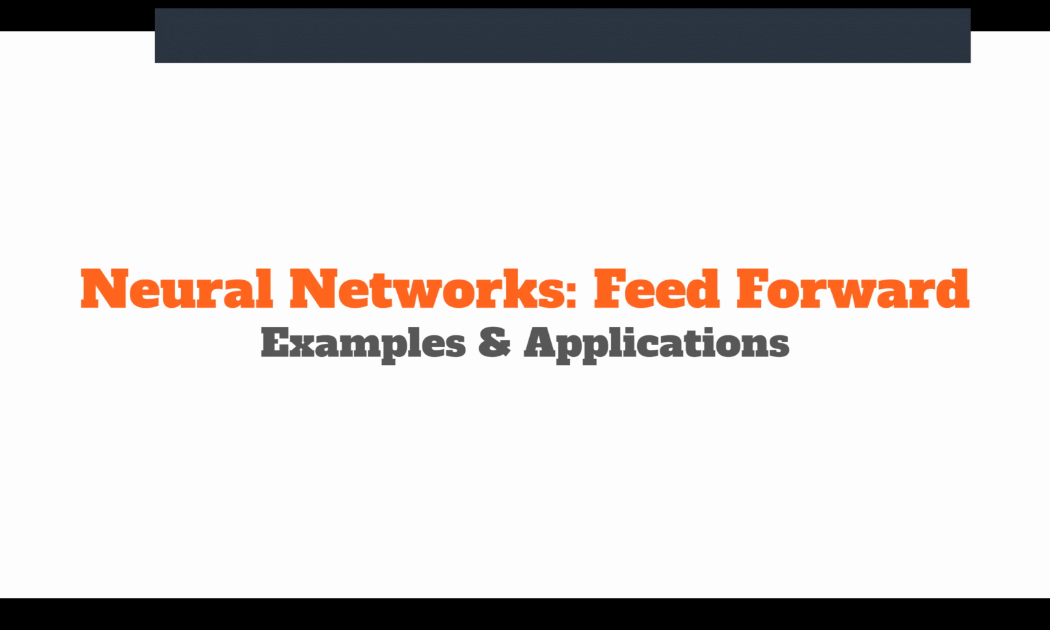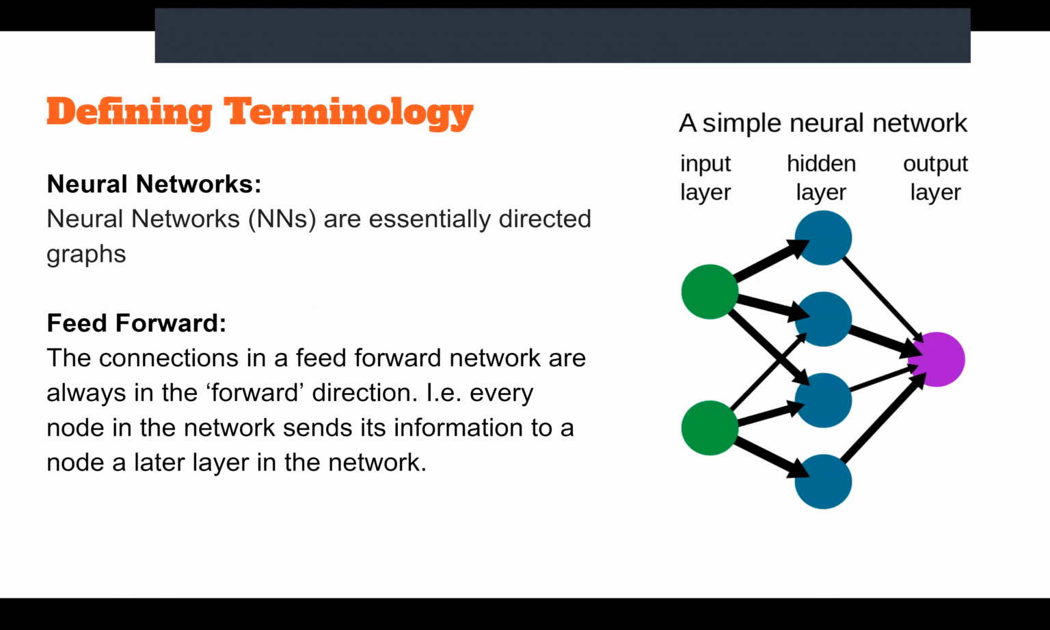Okay, so just going forward with neural networks, feed forward, just basic examples and applications. So most of you have a vague idea of what neural networks are. They're essentially directed graphs, and they're set up to process data. Specifically with feed forward, the connections in a feed forward neural network only move from one layer to the next layer. You can't have connections that connect to a previous layer or back within the same layer itself.